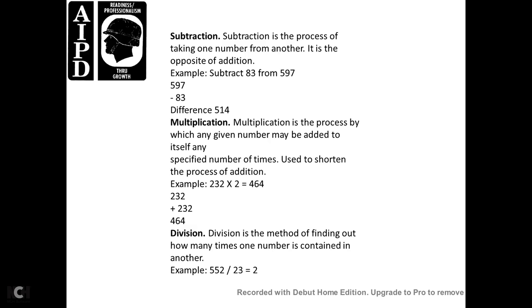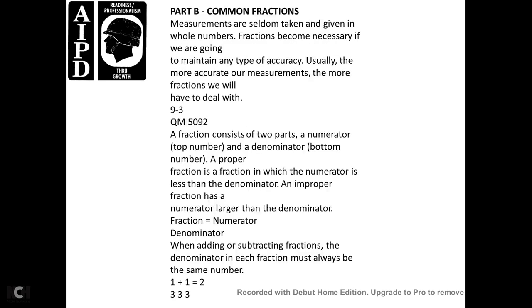Division is the method of finding out how many times one number is contained in another. Part B, common fractions. The measure with itself and the whole number of the fractions is necessary when it gives more accuracy. You feel more accurate in the measurement when you deal with fractions. A fraction has two parts: the numerator, the top number, and the denominator, the bottom number. A proper fraction has a numerator less than the denominator. An improper fraction has a numerator larger than the denominator. To add or subtract fractions, the denominator of each fraction must also be the same number.